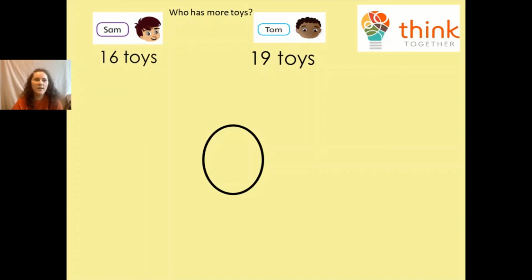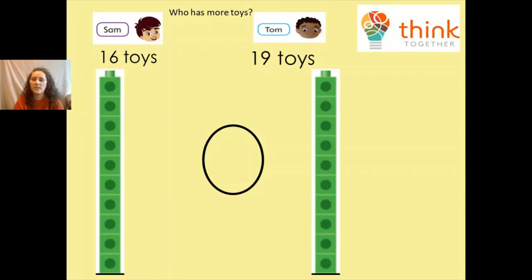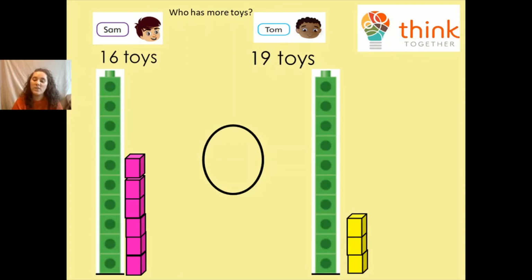Did you do that? Amazing. Right, let's look at what you would have. So I can see both numbers are bigger than 10. So we're going to need one group of 10 for each boy. Then Sam has 11, 12, 13, 14, 15, 16, and Tom has 10, 11, 12, 13, 14, 15, 16, 17, 18, 19. Did you see that? Brilliant. Which one has more? Fantastic. Tom has the bigger amount, therefore he has more.